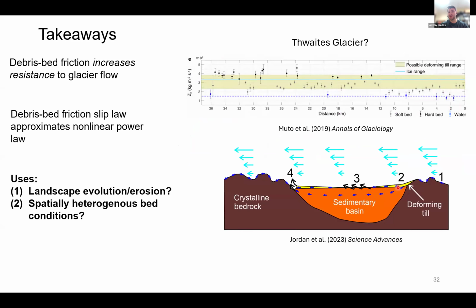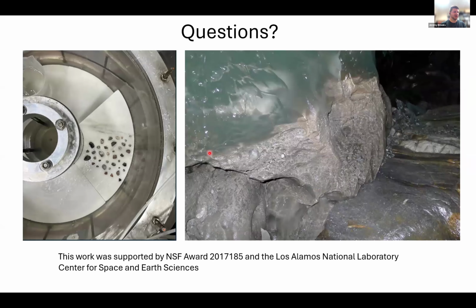Finally, some cases where it could be useful to use the slip law directly would be in landscape evolution and erosion modeling, in which the physics of debris bed friction are relevant directly, and also thinking about spatially heterogeneous bed conditions. The reason being that places like Thwaites Glacier, in which ice flows along a range of bed conditions from soft to hard beds, using a slip law that can capture that with different terms for each component could be particularly useful. So with that, thanks for listening, and I think we're at the point of the seminar where it's time for questions.